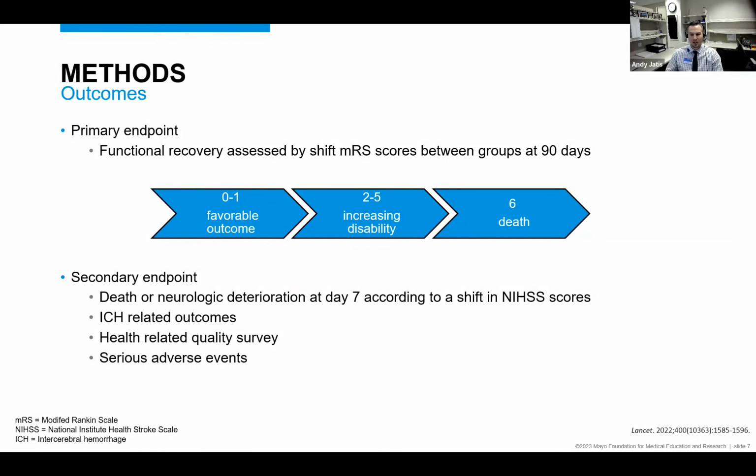This was the EQ5D3L survey, which is broken down into just 5 different domains of functionality, things like mobility, self-care, their usual activity at baseline, pain, discomfort, and anxiety. And then that was graded on having no problem, moderate problem, or extreme problem for those 5 different domains. And then, of course, lastly, looking at serious adverse events as a secondary endpoint.